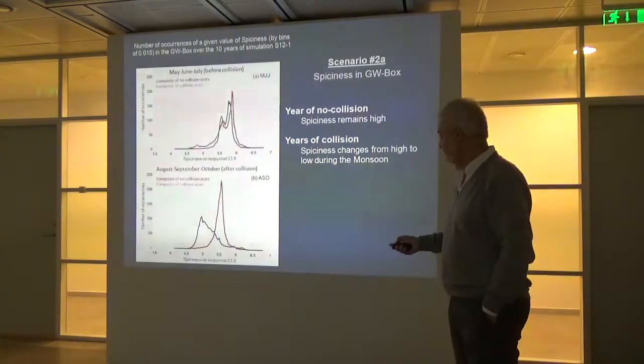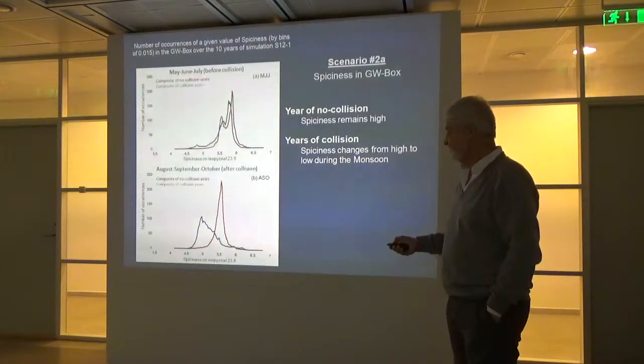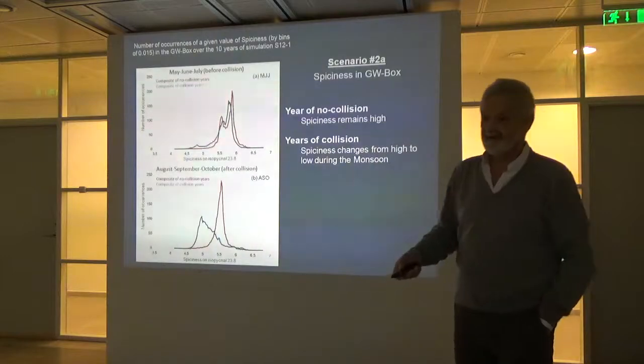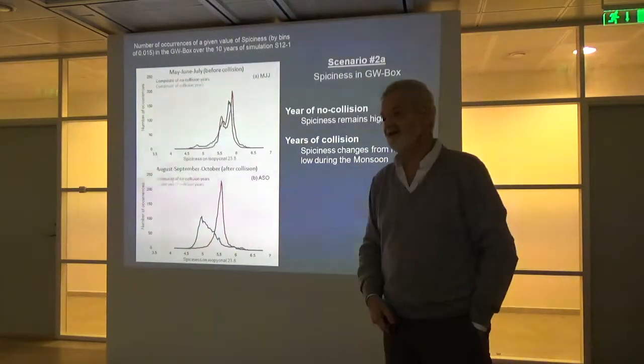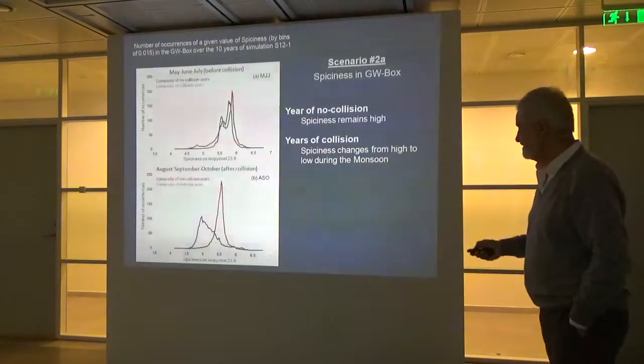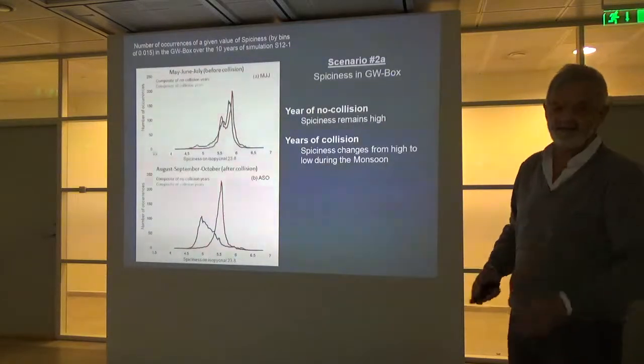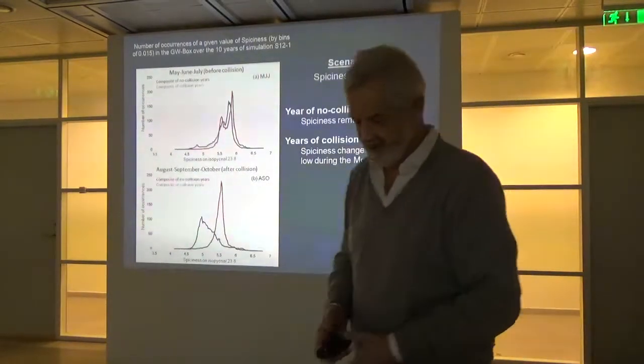So that could be an interesting way to look at Argo floats, for example, which go into this region, to see how spiciness evolved in observations. They could tell us that this year was a collision year, this year it was not.